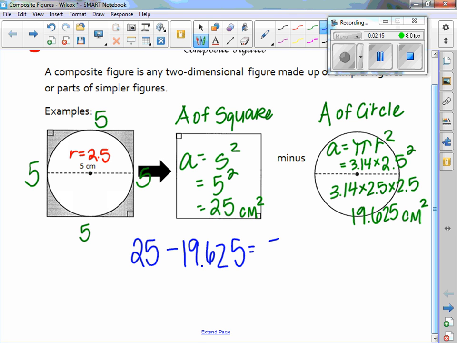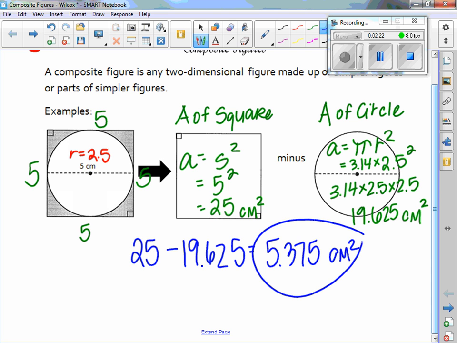And for your answer, you get 5.375 squared centimeters. So several steps were involved in this problem. We had to find the area of the square, the area of the circle, and then find the difference between those two.